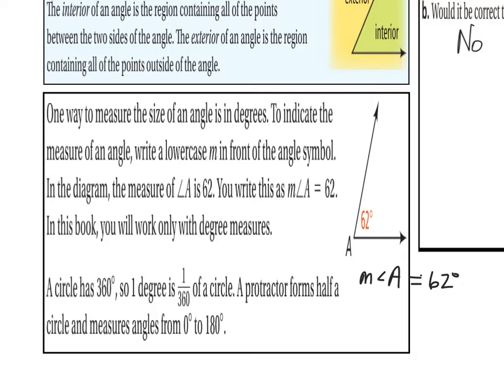Now, one thing about degrees is that a circle has 360 degrees. So 1 degree is 1/360th of a circle. A protractor forms half a circle, and as we talked about a little bit ago in your vocabulary, a protractor measures from 0 to 180 degrees, or half a circle.